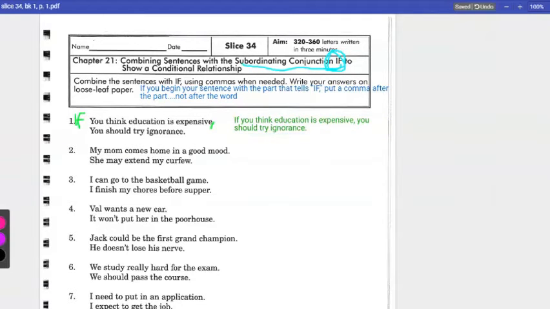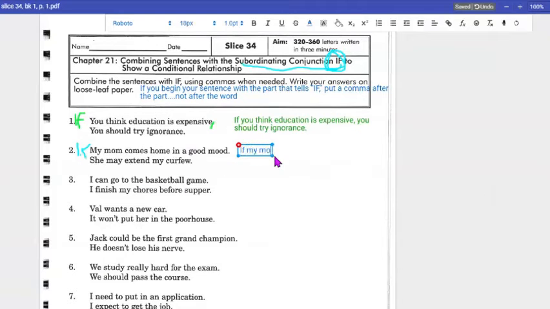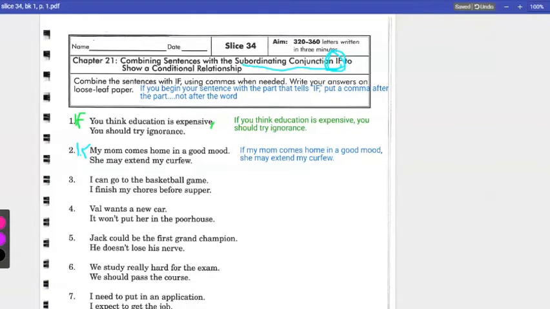Number two, my mom comes home in a good mood. She may extend my curfew. This is going to be another one where we start with the if because it is a conditional statement starting with the if this happens, then that. So if my mom comes home in a good mood, comma, she may extend my curfew. Period.